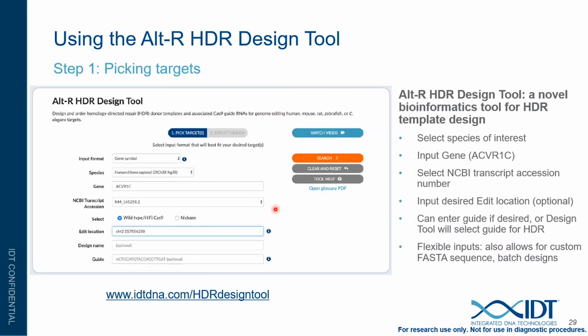All right, so I do want to give a little bit of a look at our HDR design tool. And so the first step in using the design tool is picking the targets. And so the design tool does allow a very flexible input. So you can use a gene or genomic coordinates to select in human, mouse, rat, C. elegans, or zebrafish. And if you do so, it does allow you to select an NCBI transcript that will automatically upload any coding information for incorporating silent mutations. If you're working in another species or would like to do batch designs, you can also use FASTA inputs.